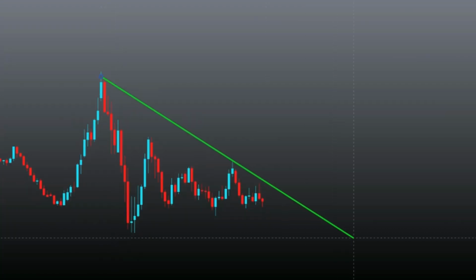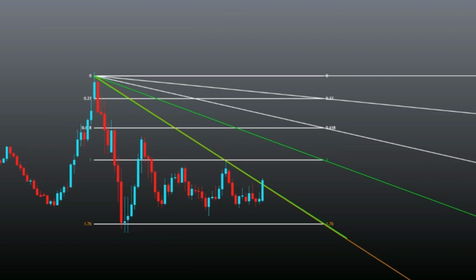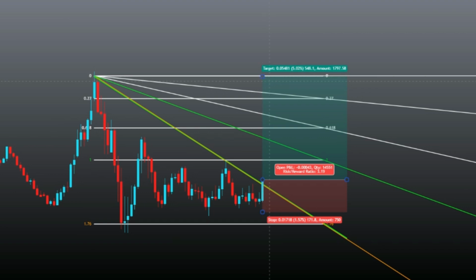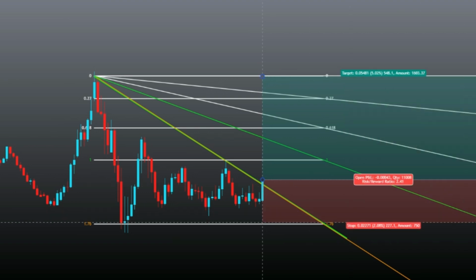For this downtrend, I apply Fibonacci speed fan. Once the candle penetrates the 1.76 arc, I enter a trade. I set my take profit point to Fibonacci 0 and my stop loss to Fibonacci 1.76.